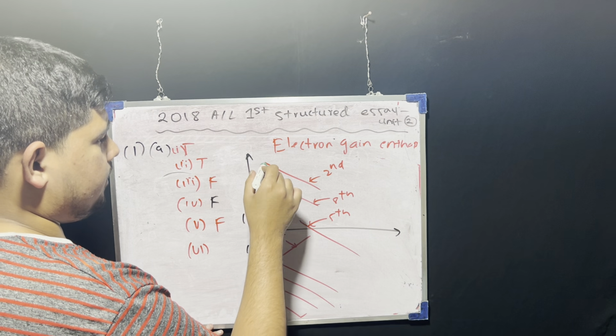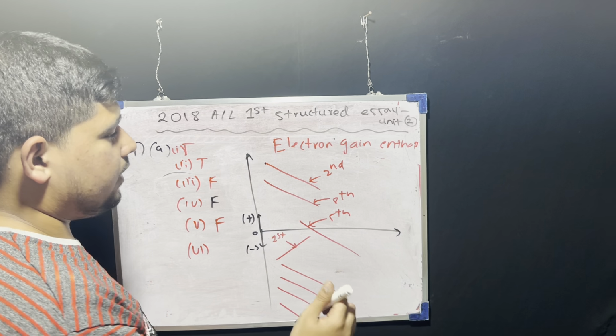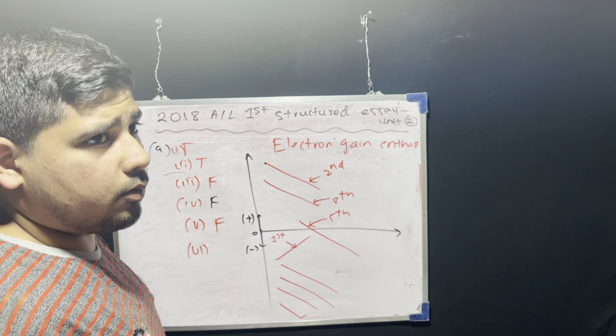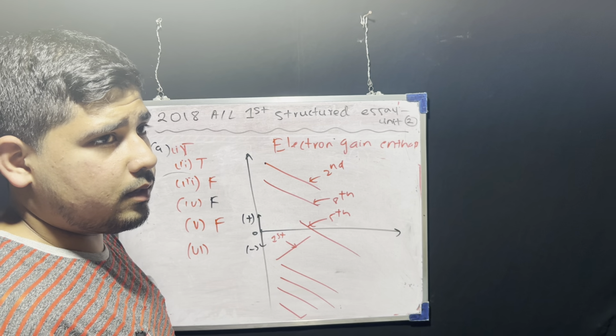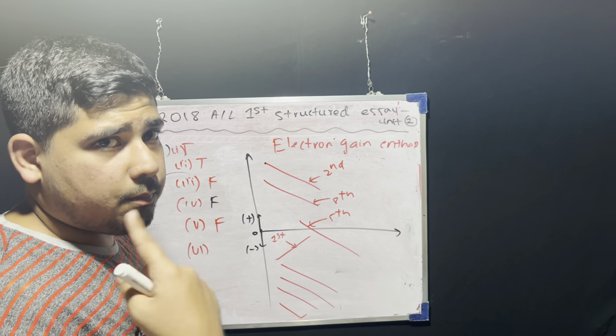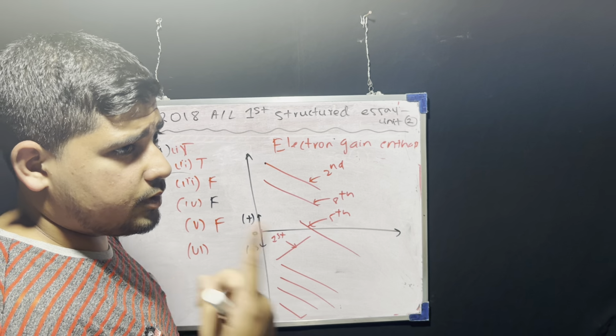Here, second group. If I add an electron to a second group element, then I should supply energy.